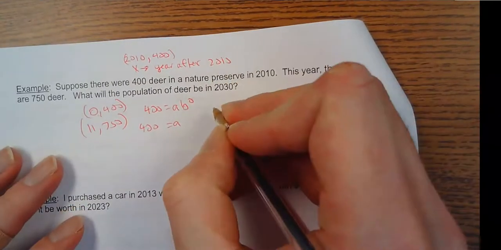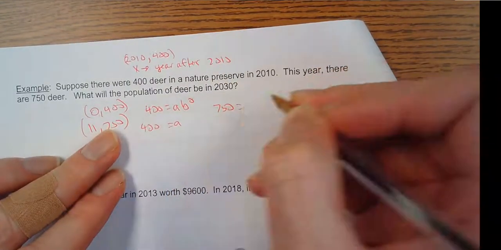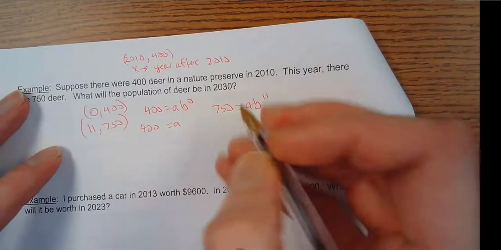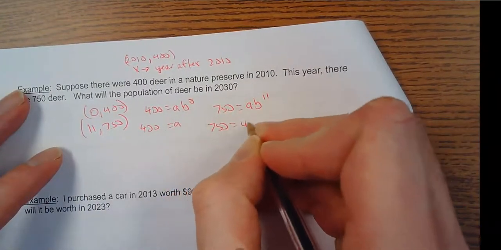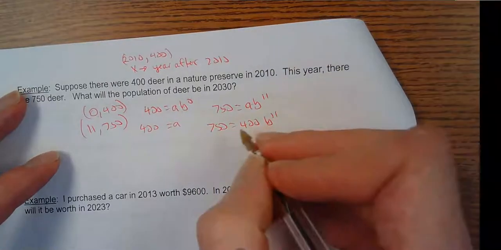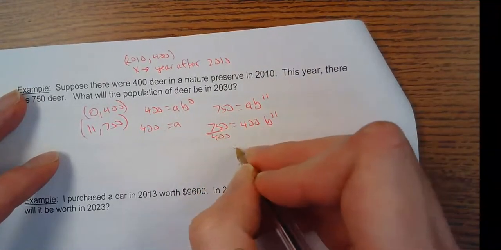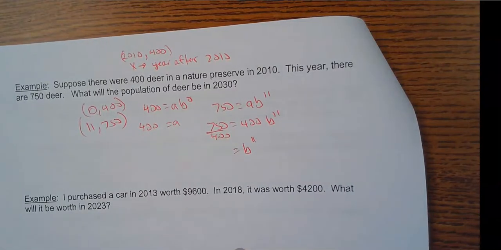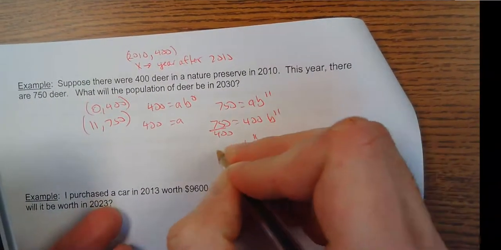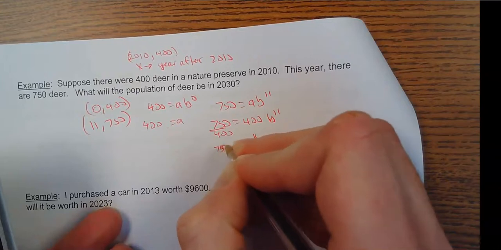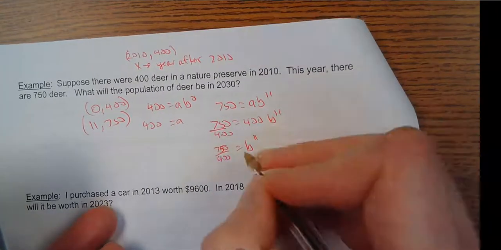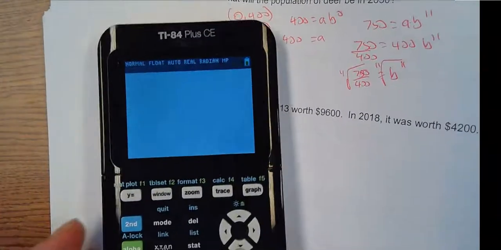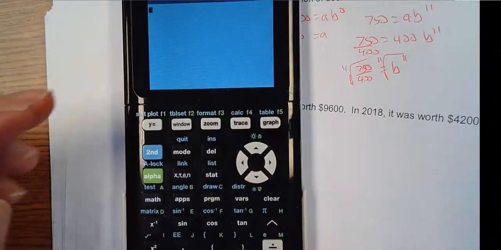Now, for the other problem, 750 equals a b to the 11th. So if I plug in 400 for a, 750 equals 400 b to the 11th, divide 400 over. So b to the 11th is going to equal this number, which I'm actually just going to leave as a number. I'll just put 750 over 400 in my calculator, do this all at once, to take the 11th root. So how you take the 11th root, get the glare off here.